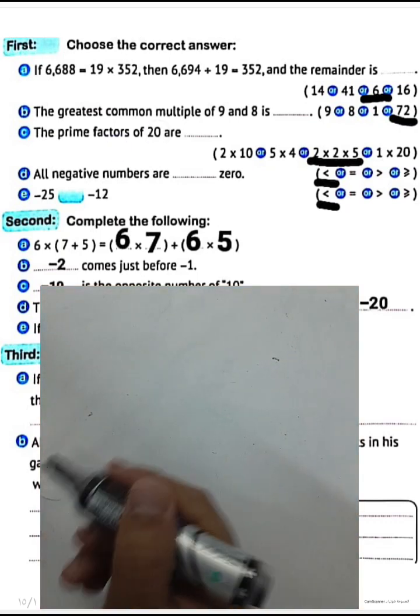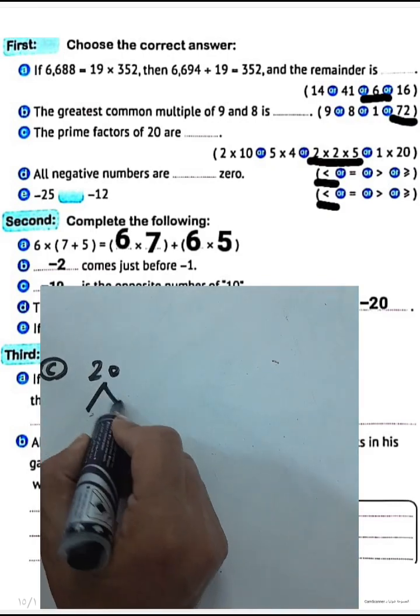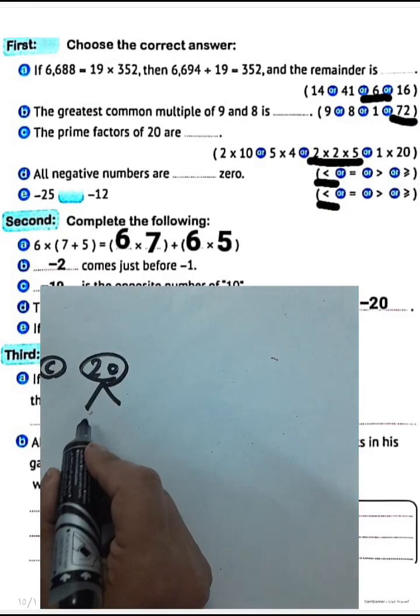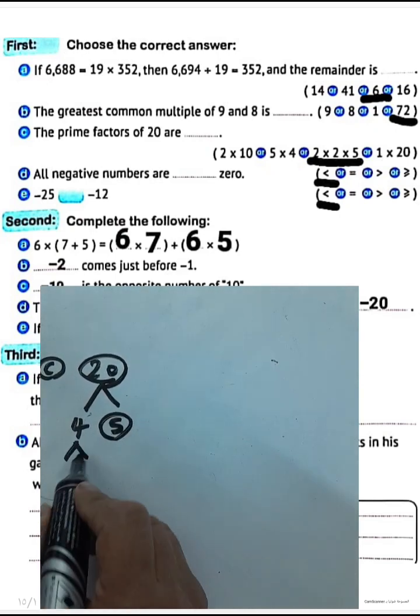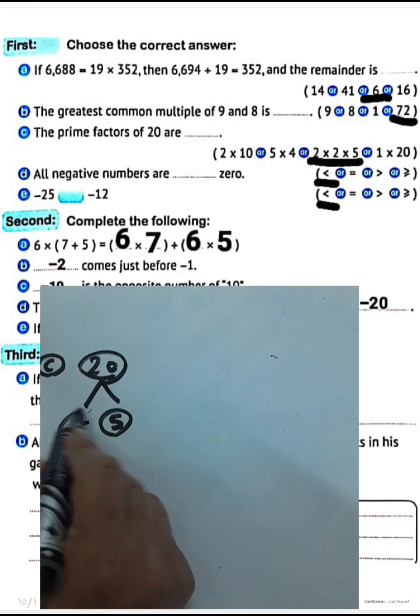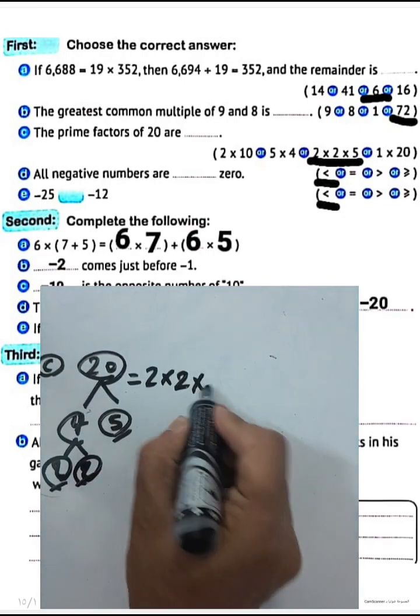Okay, question letter C, the prime factors of 20. We know 20, we can use factorization as 2 times 10 or 4 by 5, and 4 equals 2 by 2, and then 20 equals 2 by 2 by 5.